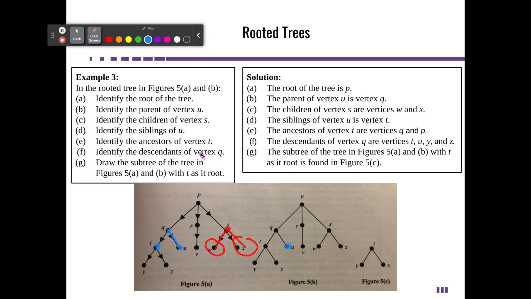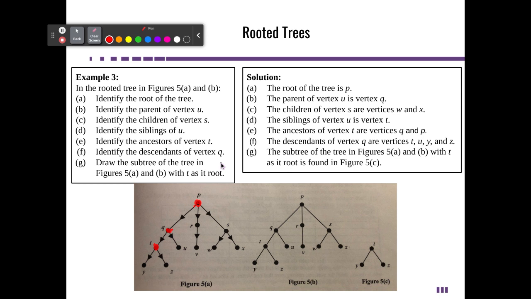All right, next one is ancestors of vertex T. So let's go find vertex T. Vertex T is right here. Ancestors are not parents, but, or sorry, I'm saying the wrong thing. I was looking at descendants. The ancestors of vertex T are going to be the vertices Q and P, because as we move back through the directed graph, those are the first vertices we came to. That is the hierarchy of what we're looking at.